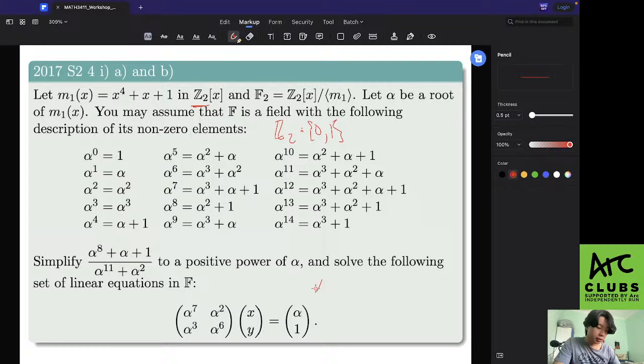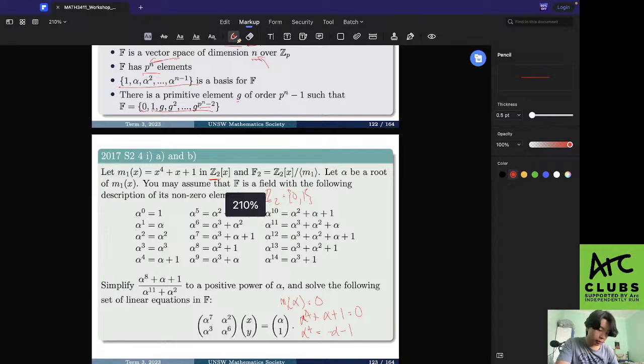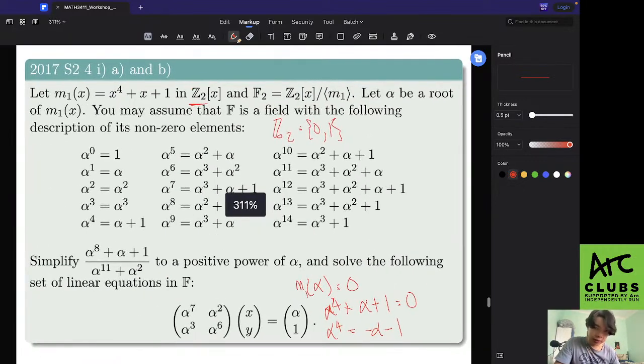The first thing we need to know is alpha is a root of m1, so subbing it in as 0, which means alpha to the 4 plus alpha plus 1 is equal to 0, which means alpha to the 4 is equal to minus alpha minus 1. But since we're in modulo 2, we actually notice that minus 1 is equal to 1 mod 2. So this is actually just alpha plus 1. And to calculate alpha to the 5, we just multiply all sides by alpha, and then just use this substitution when necessary.